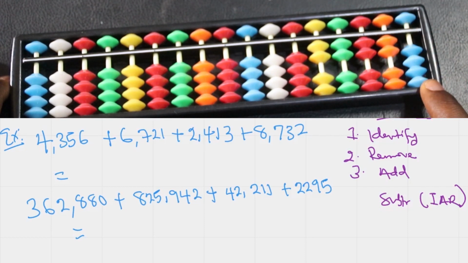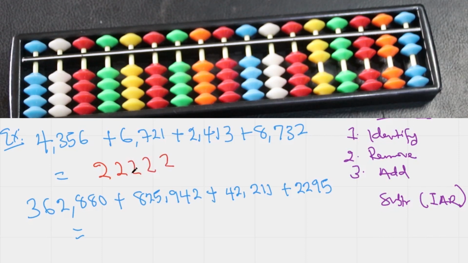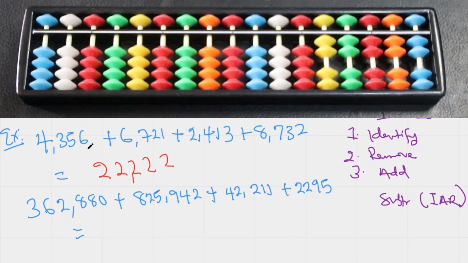Yes. For the last one, we want to add 2. We have 2. Yes. Our final answer is 2, 2, 2, 2, 2. Beautiful. 22,222. So reset your abacus.